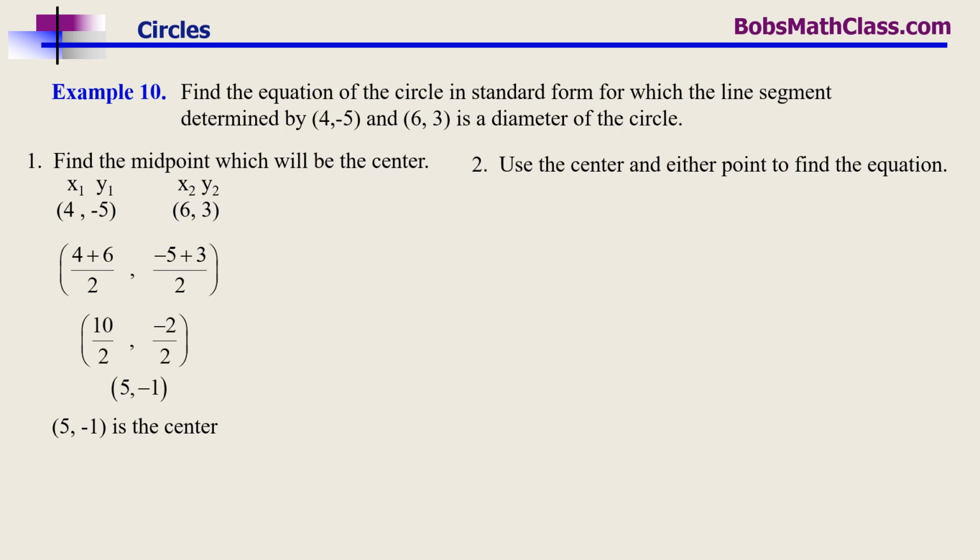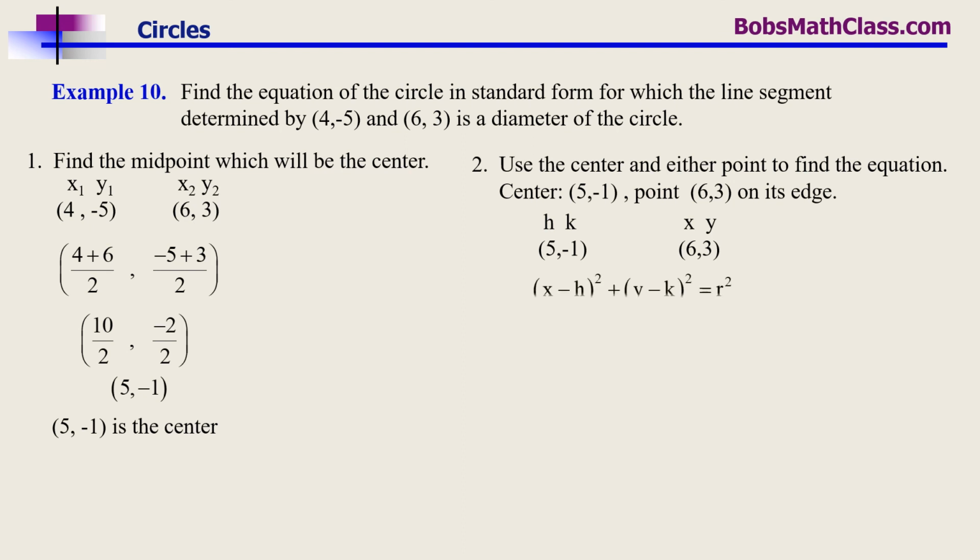So use the center and either point to find the equation. So I'm using my center as (5, -1), and my point as (6, 3). So now we do it just like we did the previous problem, like number 8. (5, -1) is our h and k, and (6, 3) is our x and y. We're going to insert those into the standard form to find our r squared.